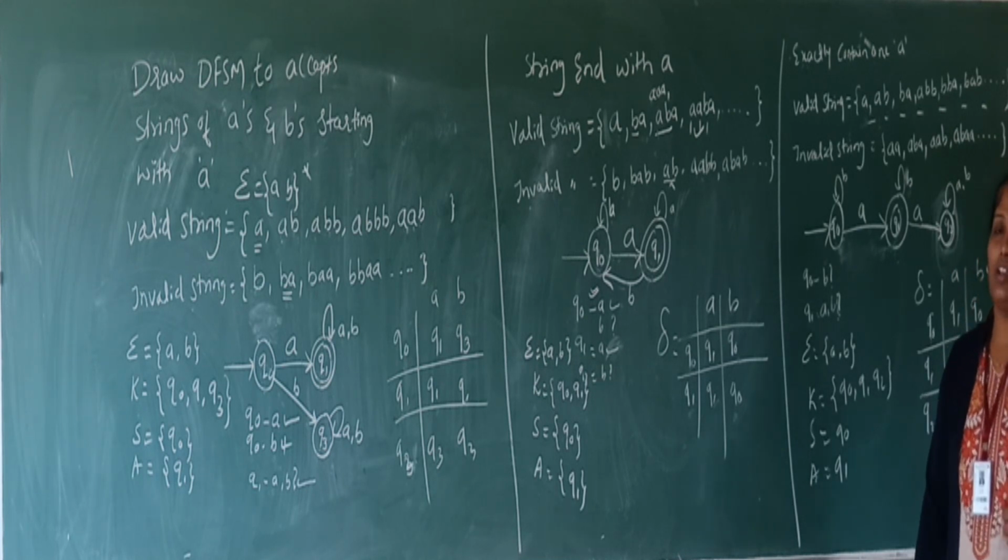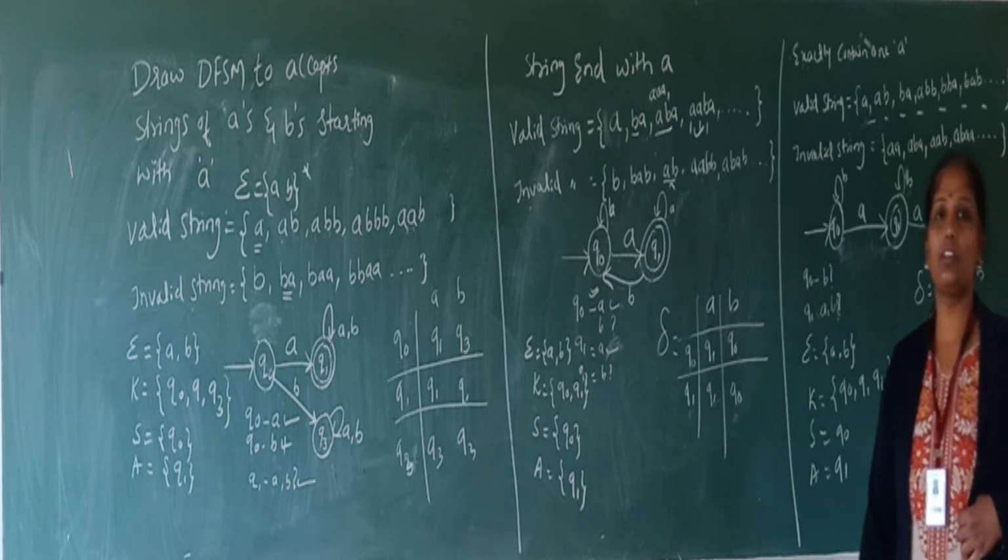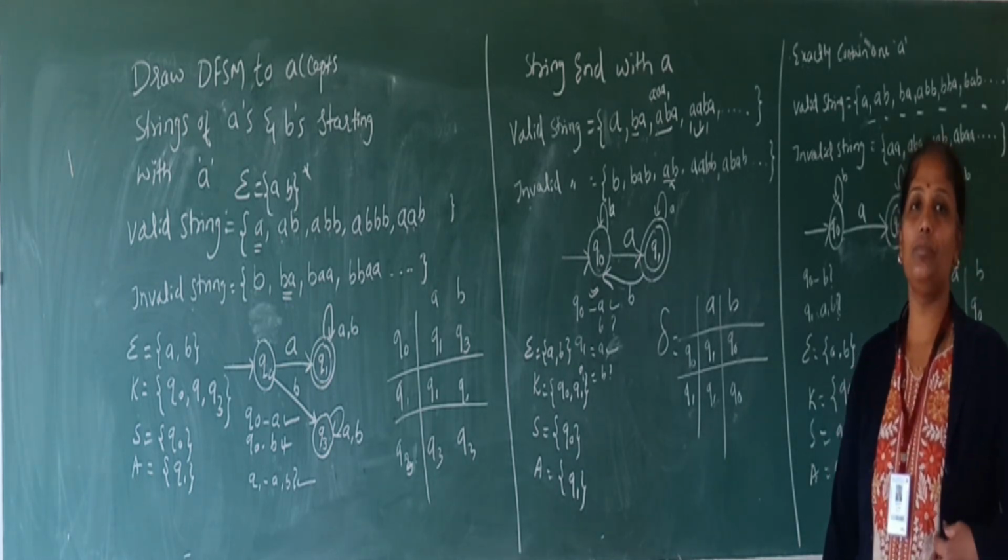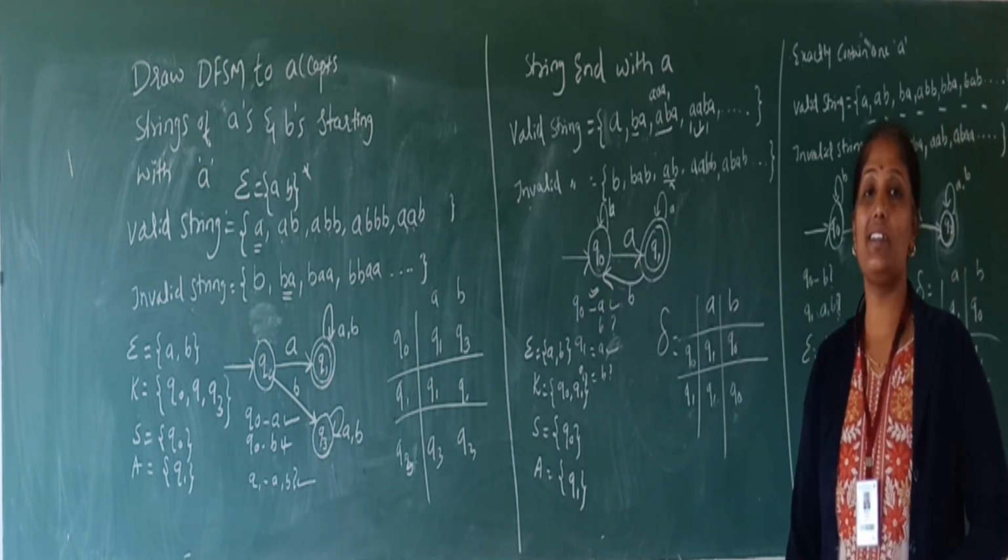Okay. So the assignment question for you is, you should draw the DFSM which accepts at least one A.